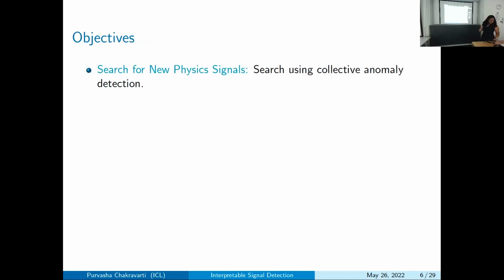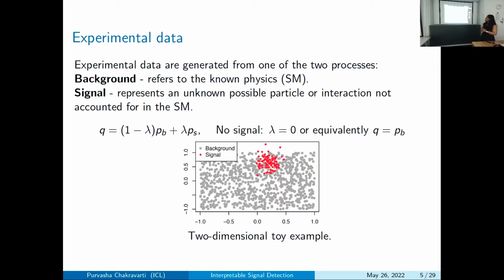Anyway, I skipped that too fast. Just to give you a toy 2-dimensional example, obviously our data is not 2-dimensional, but just to demonstrate what the signal looks like. The red points here are the signal and the gray points are the background. Each signal point on its own is not an anomaly, but the collection of them is an anomaly on top of the background. Each point itself doesn't stand out from the rest of the data, but the density changes at one location, which indicates the presence of the signal.